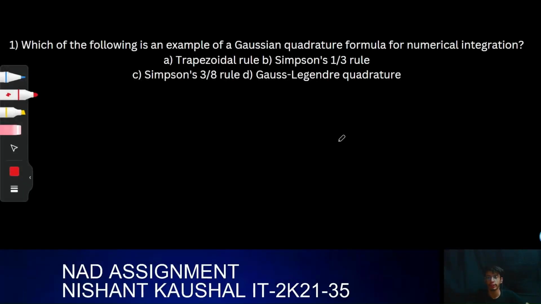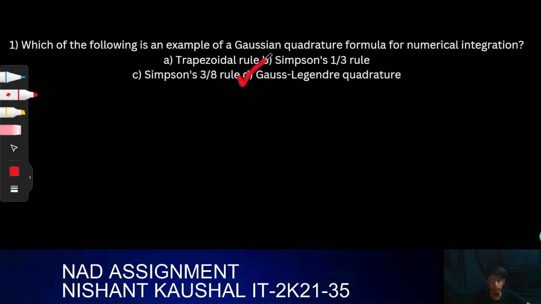Let us solve the second paper of our second internal test, which was also an MCQ based paper. So our first question is, which of the following is an example of Gaussian quadrature formula for numerical integration? A. Trapezoidal rule, Simpson one-third rule, Simpson three-eighth rule, and Gauss-Legendre quadrature.